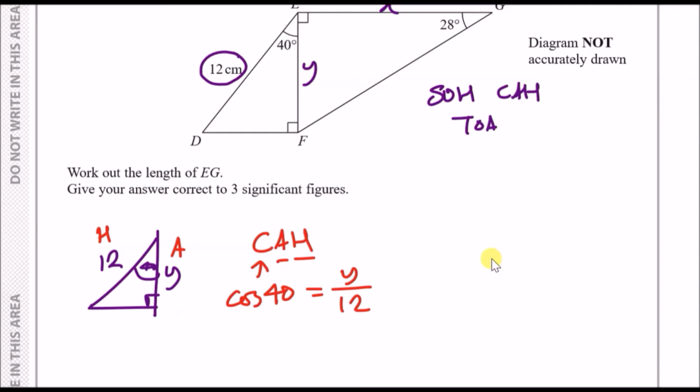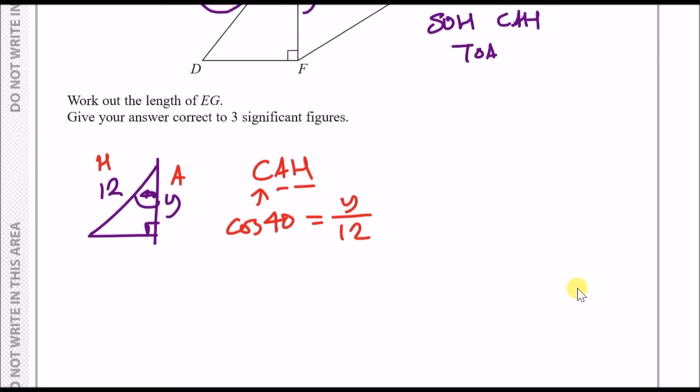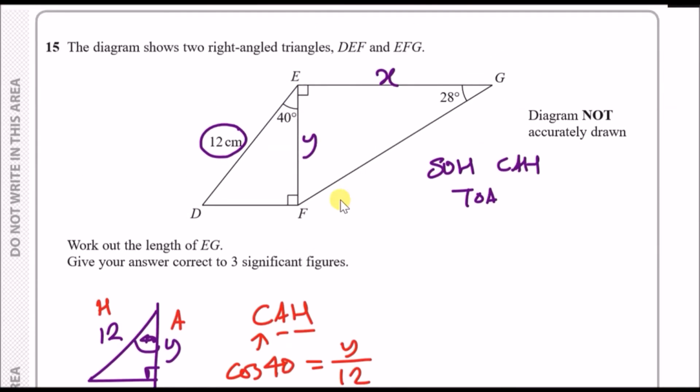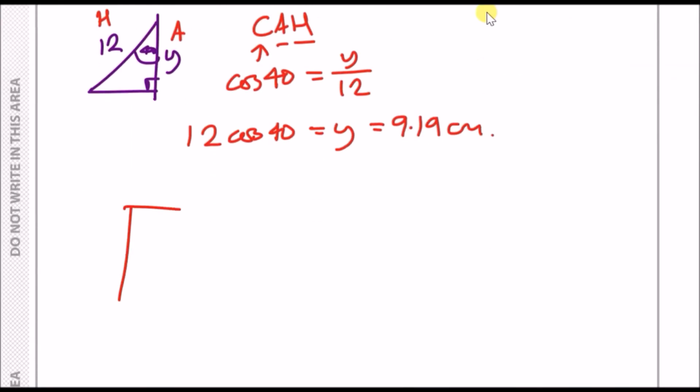And then to find the answer here, we just have to pretty much make Y the subject. And to do that, we clear the fraction. So we go times 12 across. So essentially, Y is going to equal 12 times cos 40. And when you put this in a calculator, you should get a length of roughly 9.19 centimeters. Okay, so that's our y done. Now what we can do is redraw the second triangle and update the value of y. So redrawing it here, you're going to have 9.19 here, you got x here, you got a right angle there, and you got an angle of 28 on the corner.